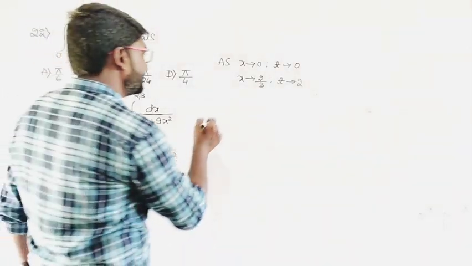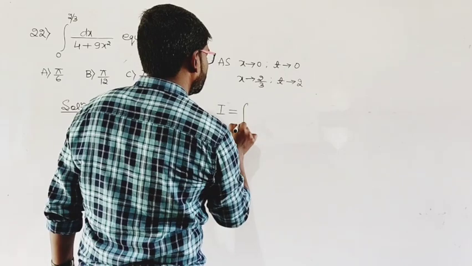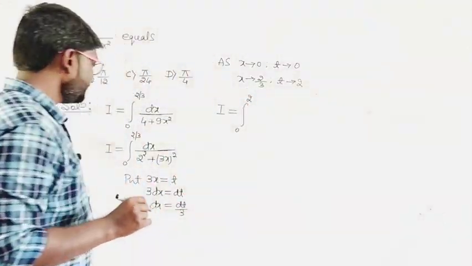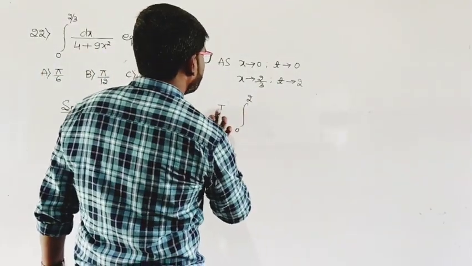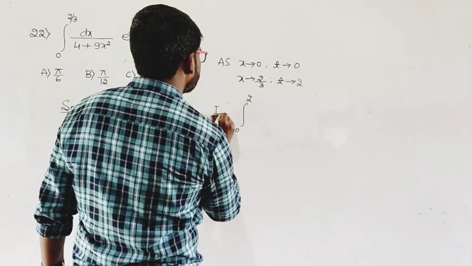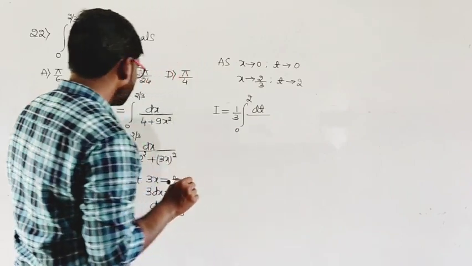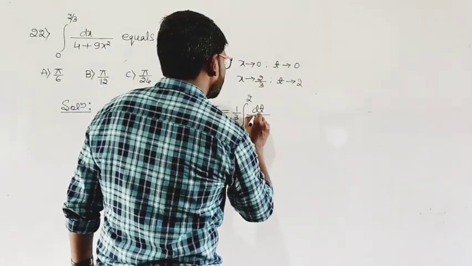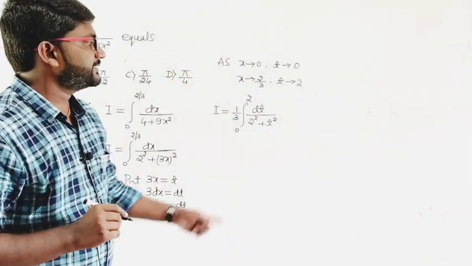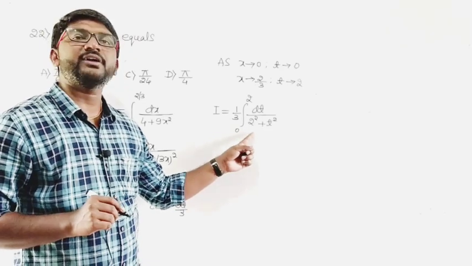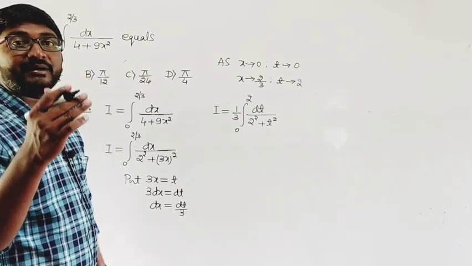So rewrite the integral now. I is equal to, these are our new limits, 0 to 2, then dx is nothing but 1/3 dt. So I will write 1/3 outside the integral because it is a constant, 1/3, then dt upon 2 square plus t square. So this is in the form of the integration of dt by t square plus a square, or a square plus t square, both are same.